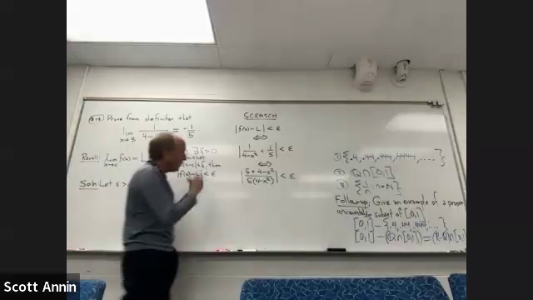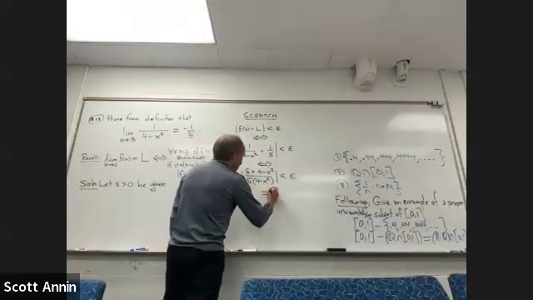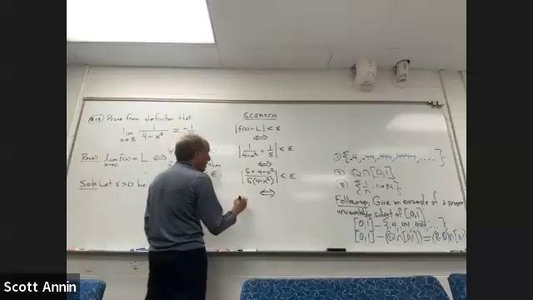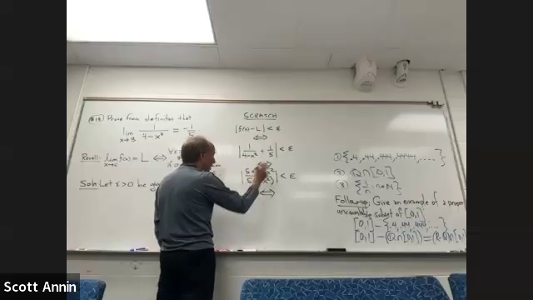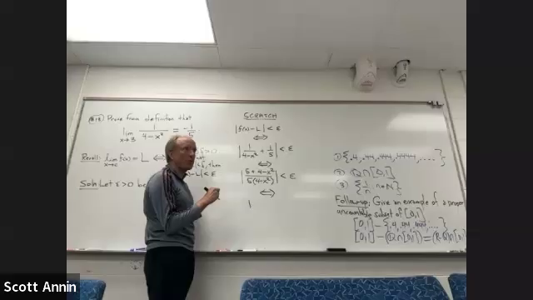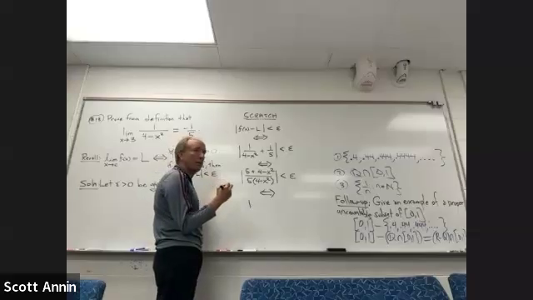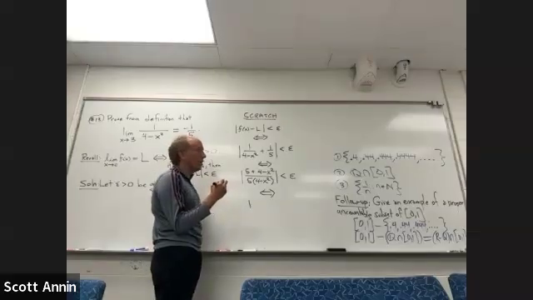Okay, and let me go one more step here. In the numerator, I can take 5 plus 4, and that just gives me 9 minus x squared. 9 minus x squared, let's just factor that. 3 plus x, 3 minus x.